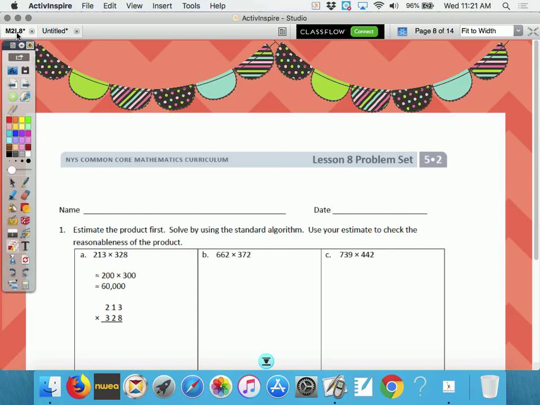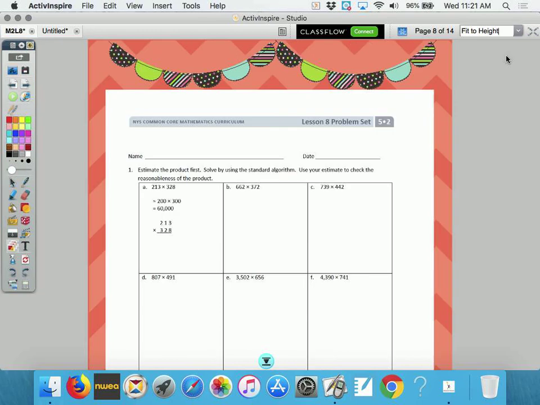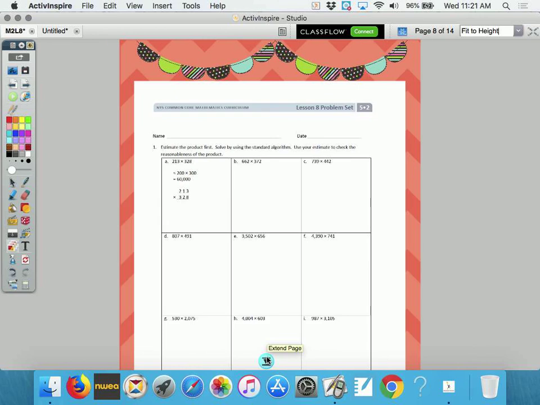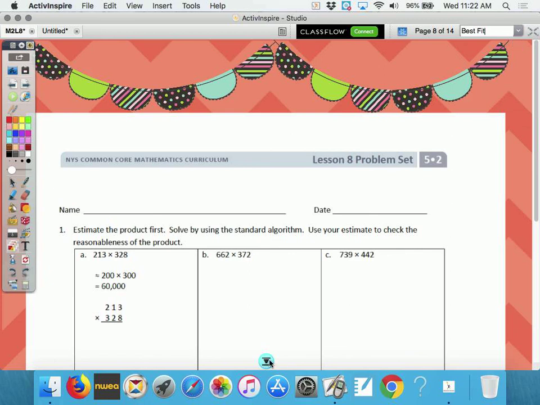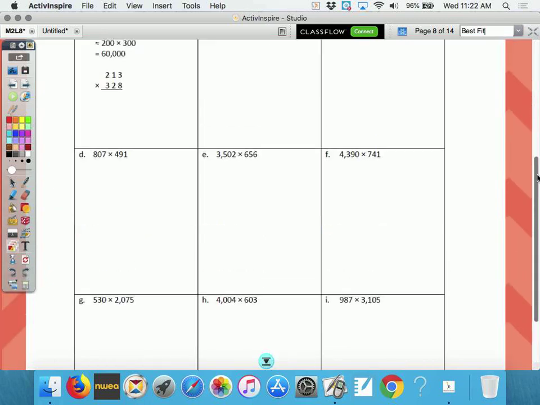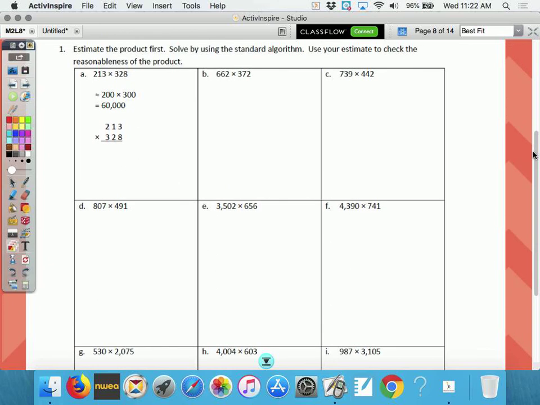Okay, so the first problem they started for us, didn't they? All right, so they went ahead and rounded the two numbers, then they multiplied and got 60,000 for the answer. So all I want you to do is write an equal sign right there. Okay, copy these numbers onto the notebook paper.